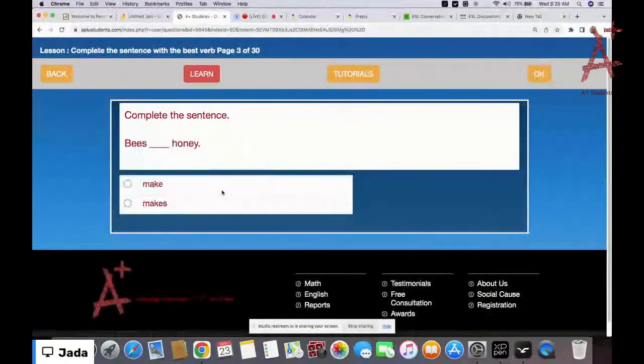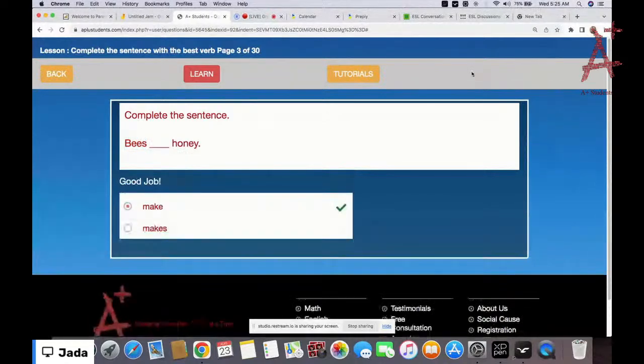And then bees dash honey. Bees. So you can see that bees is with S. So bees make honey. Since bees has S, the verb is not going to have S. So that's how it's done.